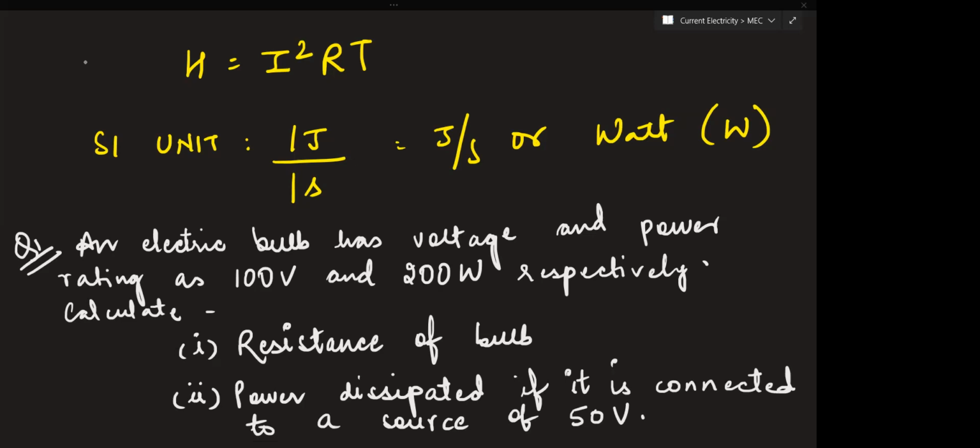See, this is the question. An electric bulb has voltage 100 volt, power is 200 watt given. You have to calculate first the resistance of the bulb, then you have to calculate the power dissipated, but now you have to consider the voltage as 50 volt. So direct formula based questions are there and the calculations are very easy. 100, 200, all the values are easy. Just send the answers of first and second part.